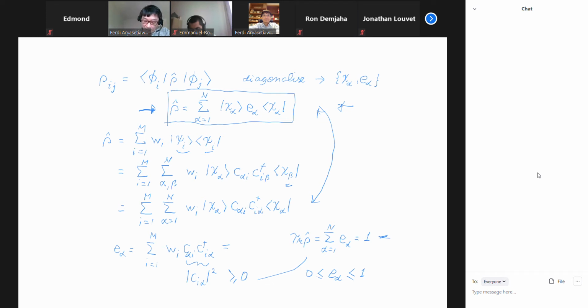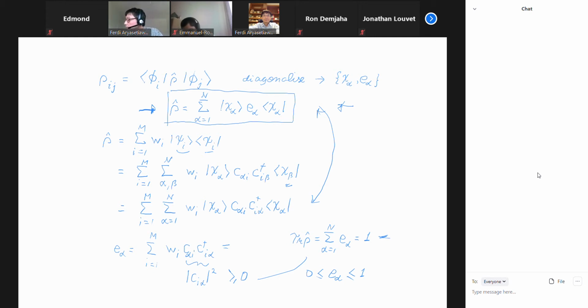Okay, so this is the meaning of these eigenvalues. We can think of the eigenvalues of the density matrix as the fraction of systems in state chi alpha. And this will be relevant shortly when we make a connection to quantum statistical mechanics. So the density operator is a very important quantity in statistical mechanics, in quantum statistical mechanics.